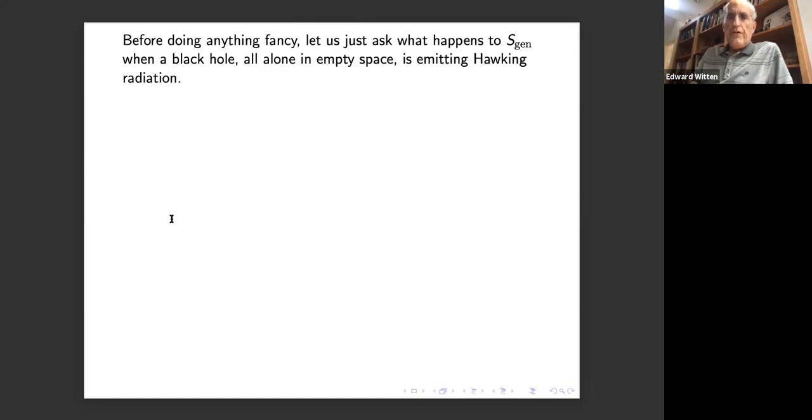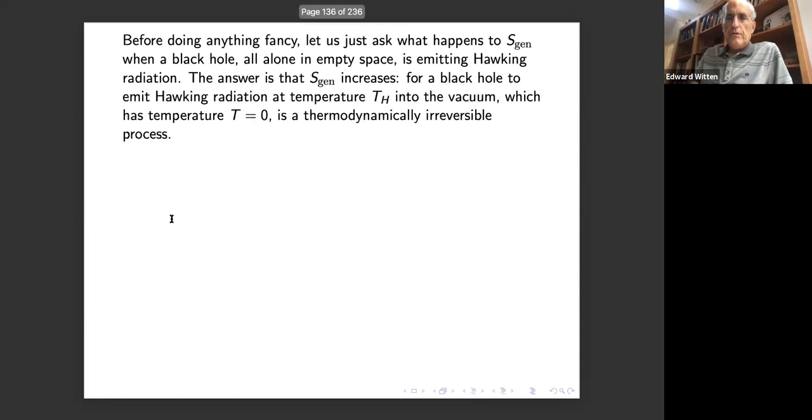Now, before doing anything fancy, let's consider a black hole all alone in empty space emitting Hawking radiation, and make sure that in that case, the generalized second law isn't violated. The answer is that S gen increases. A black hole emitting Hawking radiation at temperature T_H into the vacuum, where the vacuum has temperature zero, is a thermodynamically irreversible process that increases the entropy.